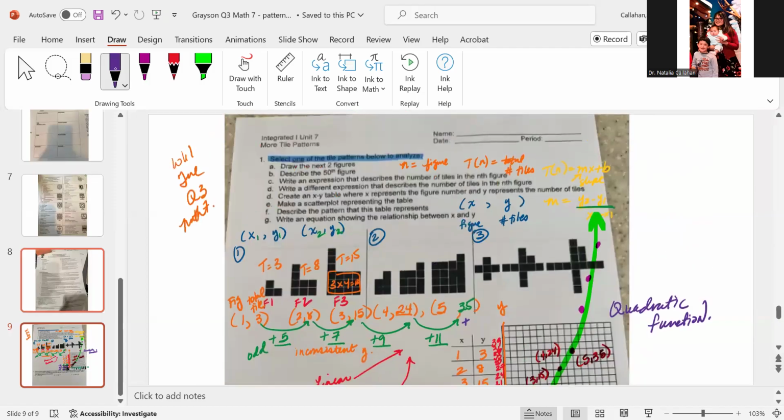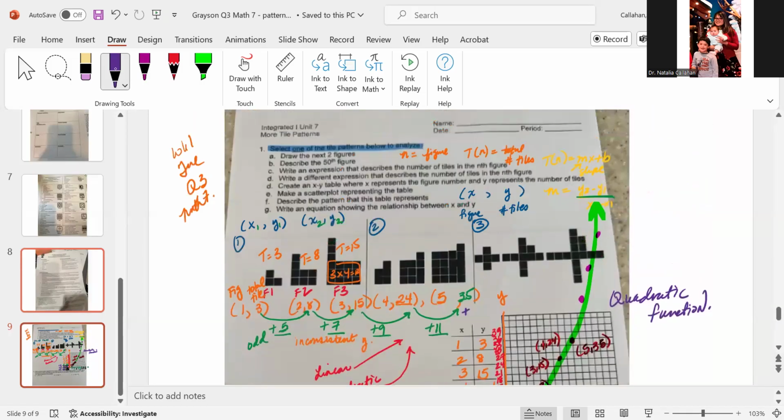Right, so we're going to have to do this on a separate piece of paper. Grab a separate piece of paper. That's fine.